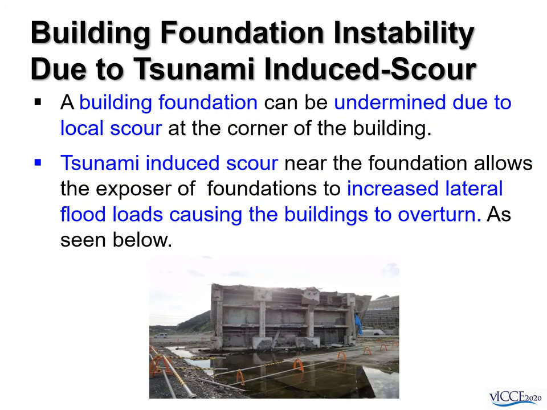A building foundation can be undermined due to local scour at the corner of the building. Tsunami-induced scour near the foundation allows for exposure of foundations to increased lateral inundation loads, causing the building to overturn. Scour around buildings can result in decreased embedment of a building foundation into the soil, causing shallow foundations to collapse, and deep foundations to be more susceptible to settlement, lateral movement, or overturning from lateral loads. The image below shows an overturned building due to the aforementioned process.